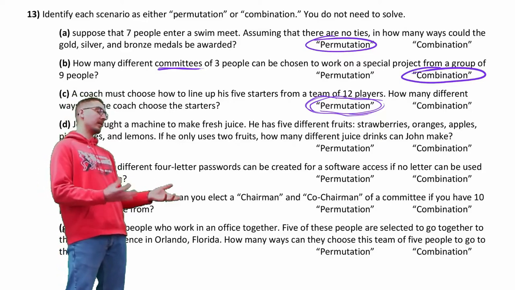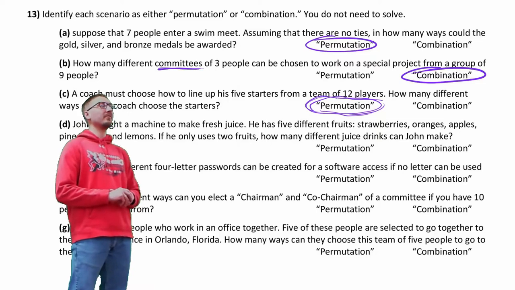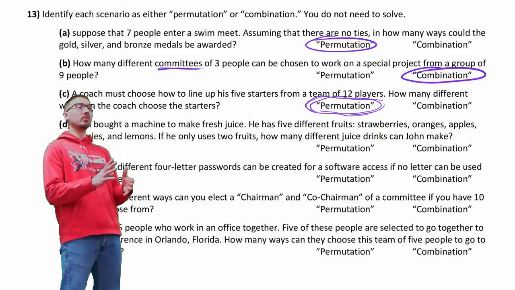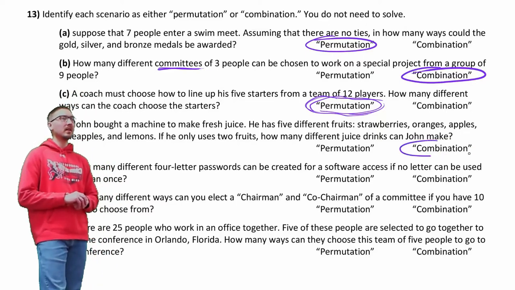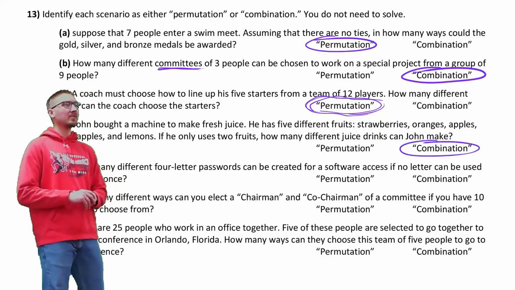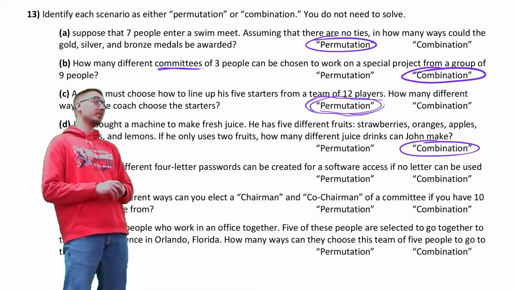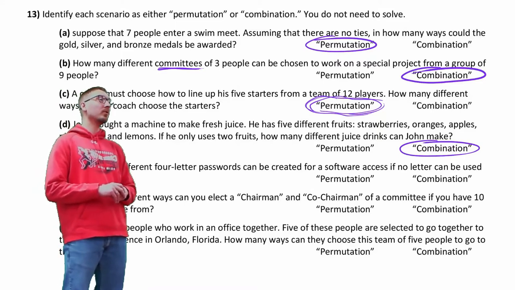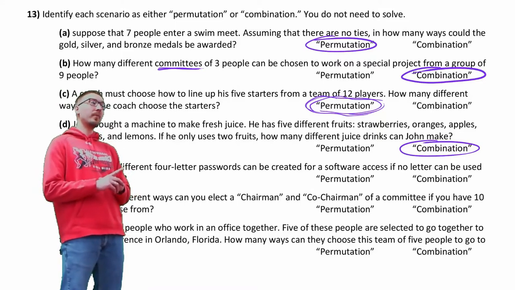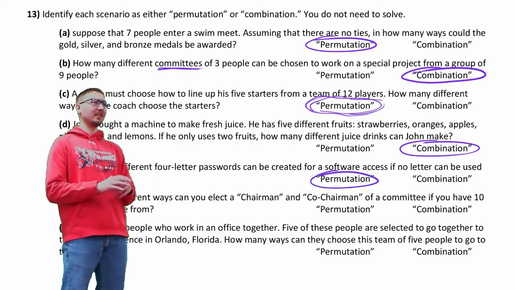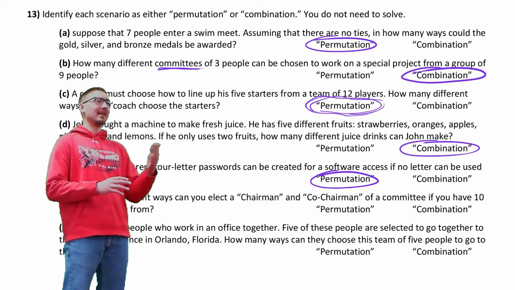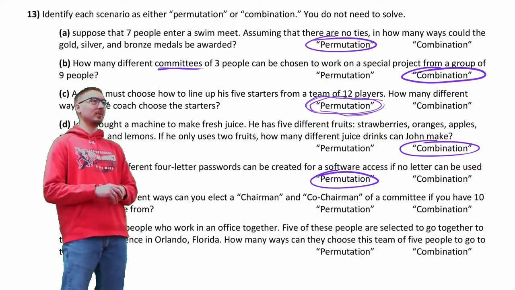I don't care about the order here, I care about what's the end result. So this is definitely a combination, similar to the soda question we did earlier. E, how many different four-letter passwords can be created for a software access if no letter can be used more than once? This is a permutation. Because the order matters for passwords, you can't just switch around where the letters are, like you wouldn't be allowed access. That definitely screams permutation to me.